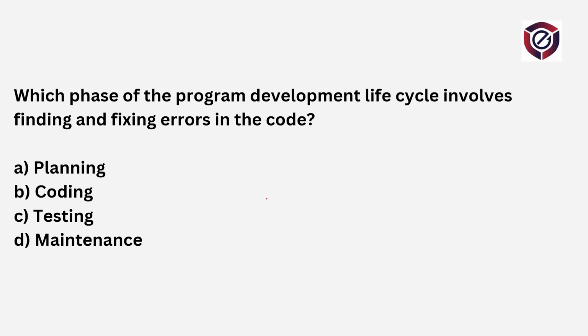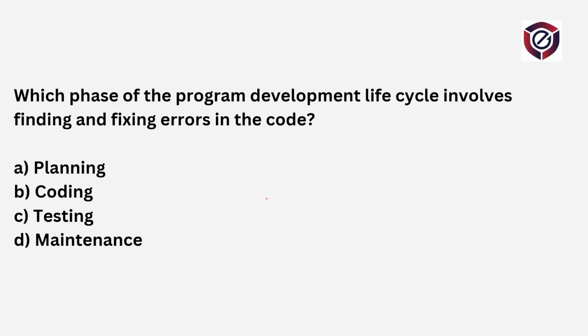Which phase of the program development life cycle involves finding and fixing errors in the code? There are different software development life cycle phases like requirement gathering, planning, coding, then maintenance. Even before that, we have testing. After that, maintenance, software release. So there are a set of 6 to 7 life cycle steps in the software development life cycle, or the program development life cycle. The question is, which phase involves finding and fixing errors?